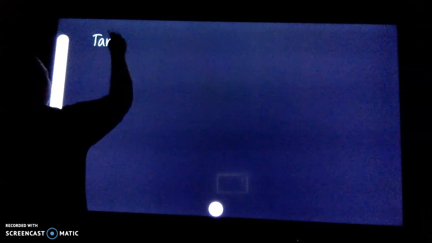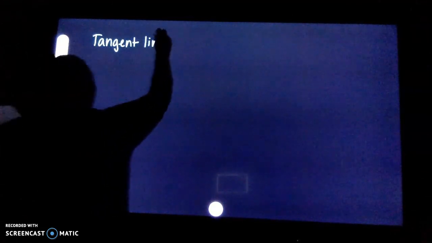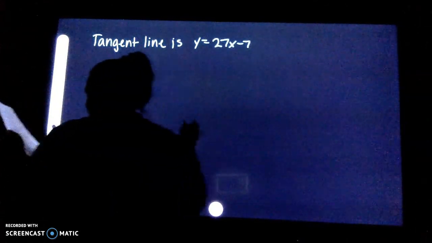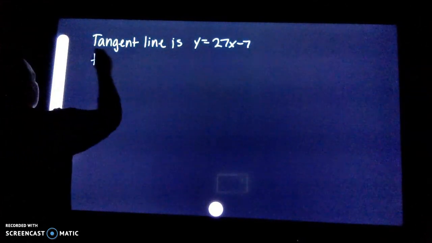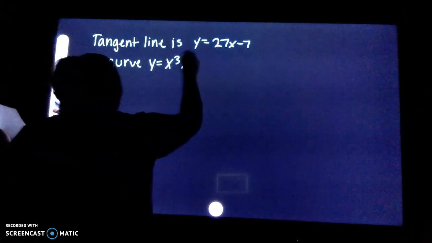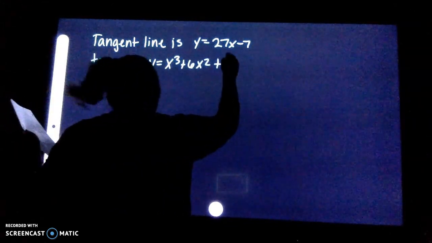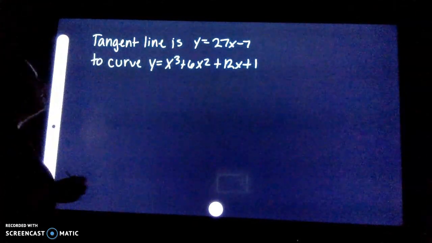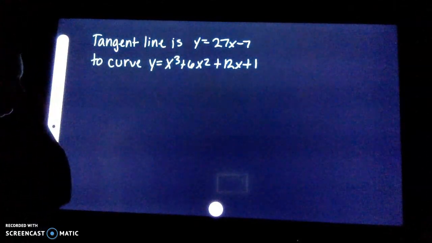So now we're going to work a little bit backwards, and this is kind of going to be the last example that we do. So it says that my tangent line equation is y equals 27x minus 7 to the original curve y equals x cubed plus 6x squared plus 12x plus 1 at some point, and it wants us to find what that point is.